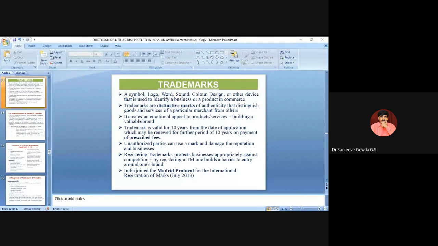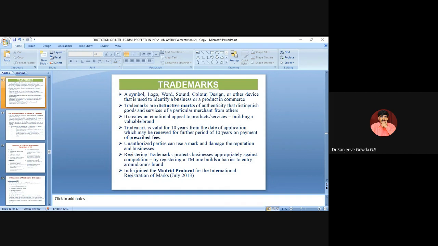Then any mark prohibited under the Emblems and Names Act 1950 cannot be registered. There is an enactment in India, the Emblems and Names (Prevention of Improper Use) Act 1950, which prohibits certain marks from being registered as a trademark for goods and services. So those are the legal requirements to register a trademark, and certain marks shall not be registered as a trademark.